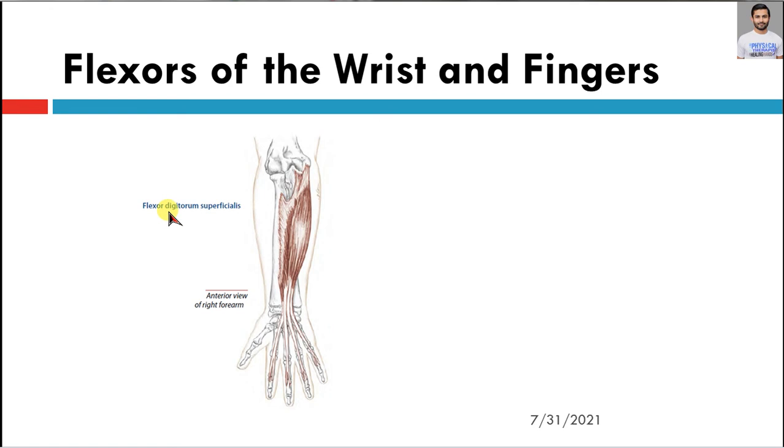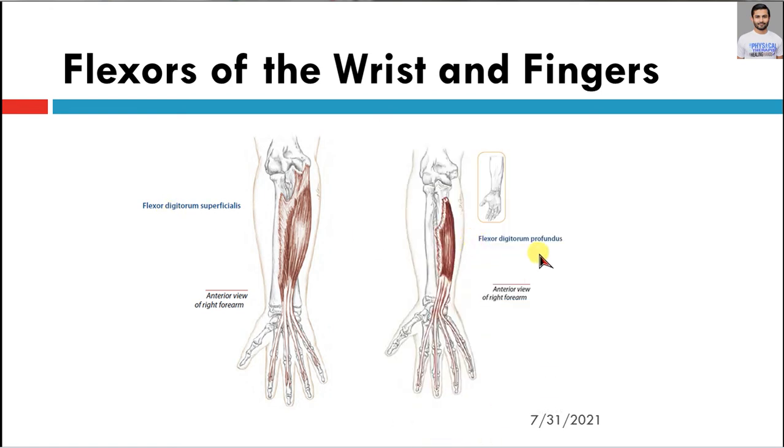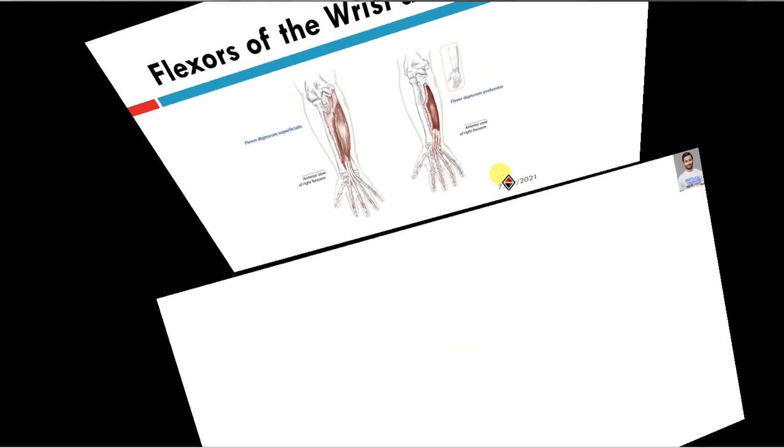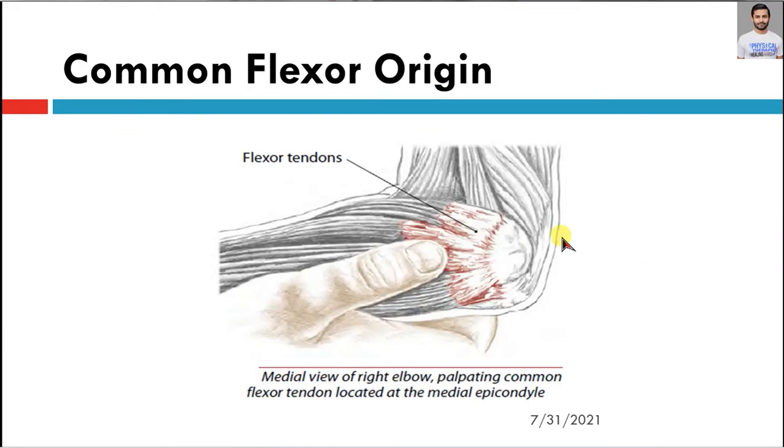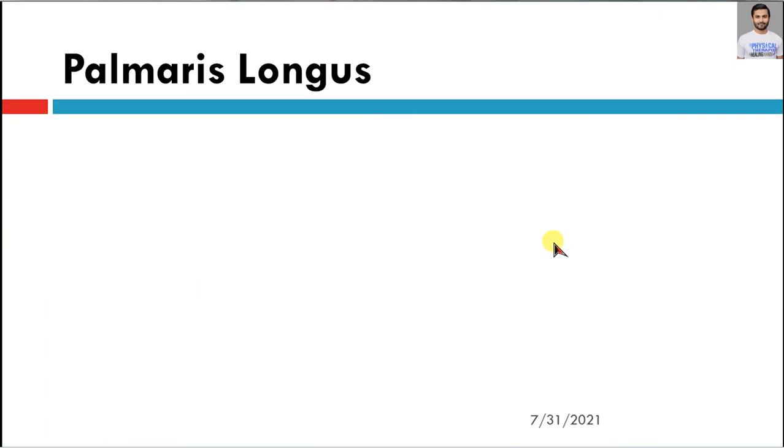Now this is flexor digitorum superficialis and the flexor digitorum profundus. The superficialis is on top and profundus is on the deep. And again you can see that there is a fine crease, and just below this crease you can find the flexor digitorum superficialis and profundus. Again you can palpate the common flexor tendons or the origin of the common flexors. It is just distal to the medial epicondyle.